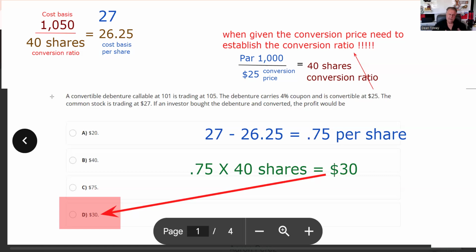This phraseology, I can see where the test taker maybe really struggled with the phraseology and how this is set up. But I think it's a fair question. Remember, there's lots of stuff here that has nothing to do with answering the question. We didn't need to know the call. That was just extra stuff. We didn't need to know the 4% coupon. What we needed to know that wasn't given is, again, that conversion ratio.